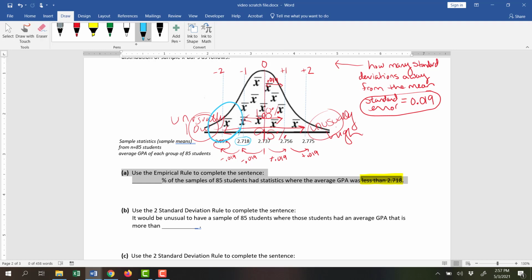Notice that 68% of the data falls within one standard deviation. That means that 34% of the data falls outside of that range.